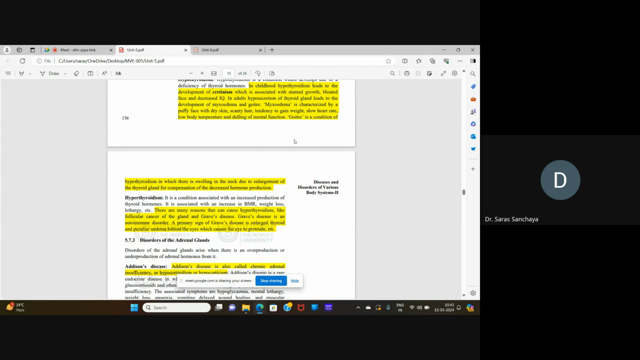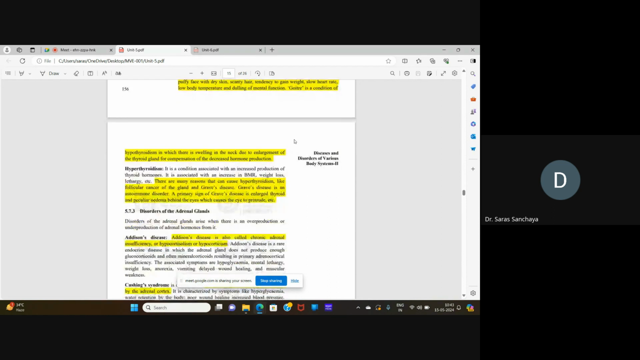Goiter is a condition of hypothyroidism in which there is swelling of the neck due to enlargement of the thyroid gland because of compensation for decreased hormone production. So, because there is decreased thyroid hormone production, the thyroid gland becomes hypertrophied and increases in size, and that is called goiter. Then hyperthyroidism.